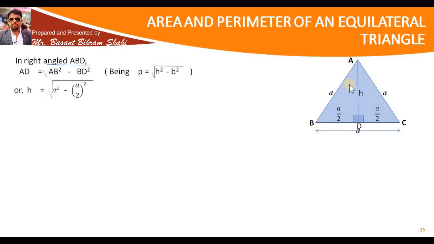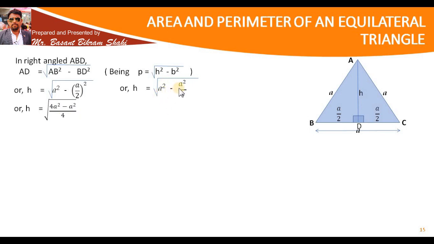AD is H, AB is A and BD is A by 2. So AB square is A square, BD square is A by 2 whole square, or H equal to square root of A square minus A square over 4. 2 square is 4, or H equal to square root of 4A square minus A square over 4.